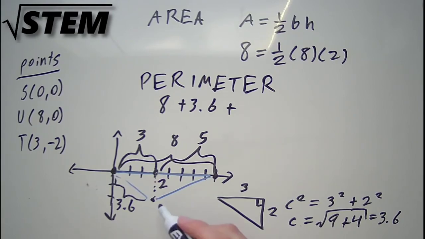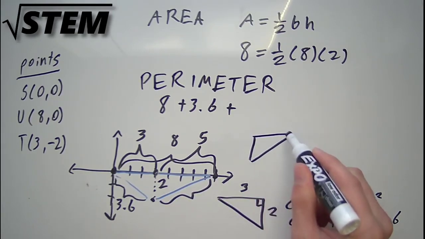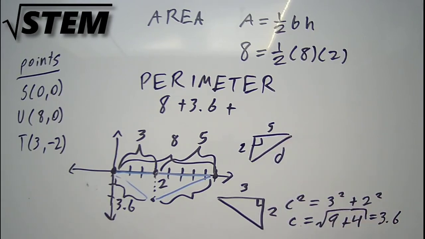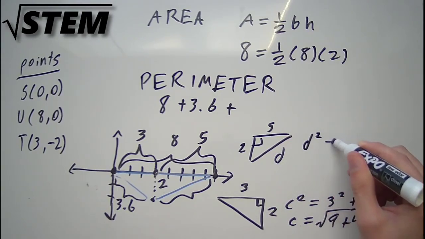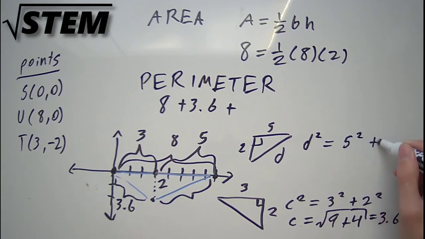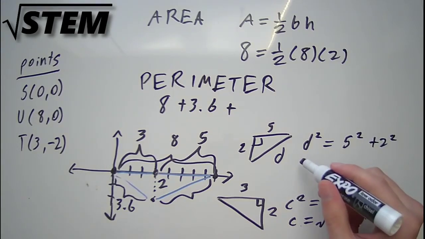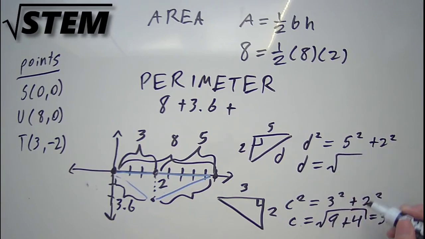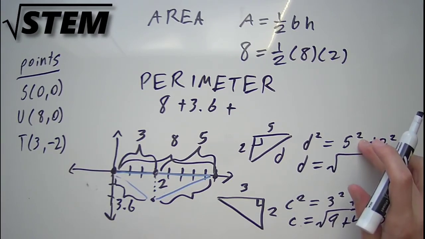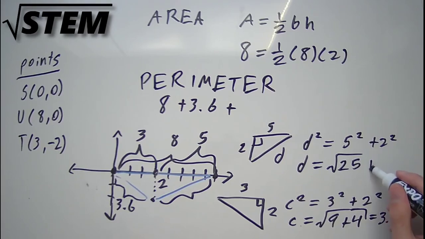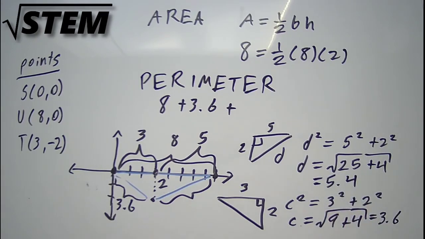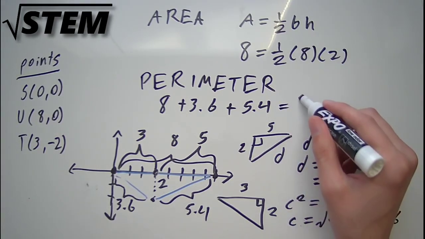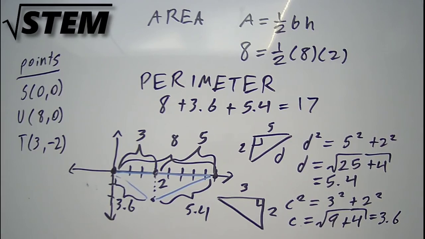3.6. Okay, let's do the same thing to find this other side length. So this hypotenuse d squared will equal 5 squared plus 2 squared, or d will equal the square root of 5 squared, which is 25, plus 2 squared, which is 4. And that comes out to 5.4. And when we add all of those up, the perimeter comes out to 17 units.